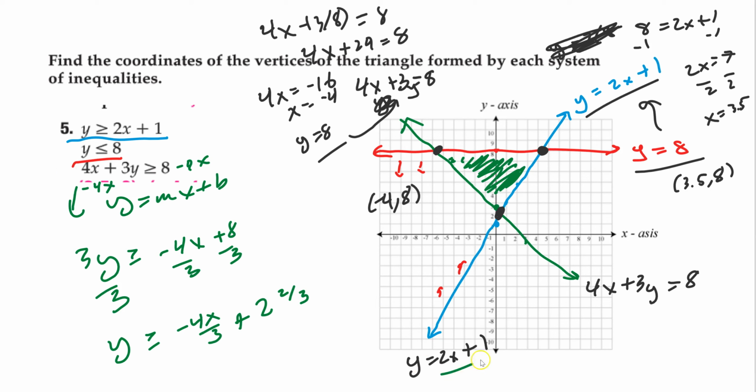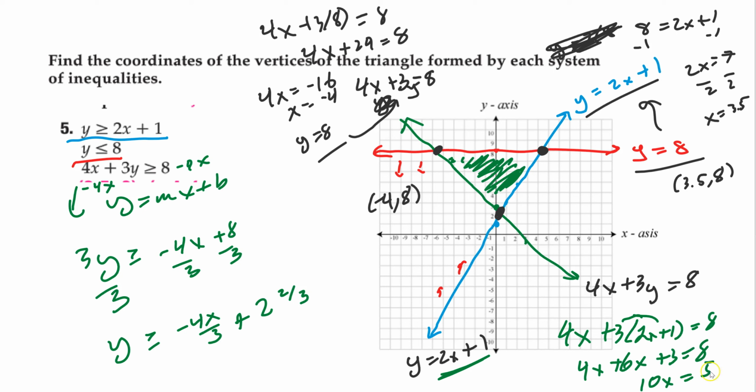Easiest way to solve it, substitution in this case. I already have y equals 2x plus 1. So you plug it in: 4x plus 3 times (2x plus 1) equals 8. Solve. So 10x equals 5, x equals 1/2. And then you plug it in, you'll get 1/2 and some number. I'll plug it in real quick. 1/2 and 2. That was actually pretty decent.